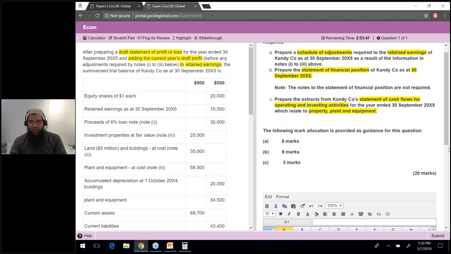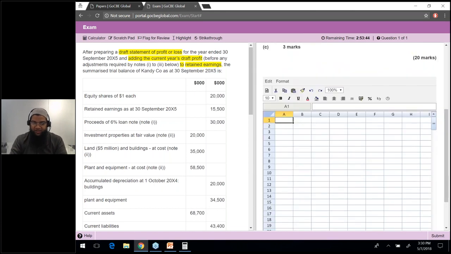Okay, so now what we need to do is prepare a schedule of adjustments. So I'm writing part A, schedule of adjustments, where we will be starting from the retained earnings as per the trial balance.